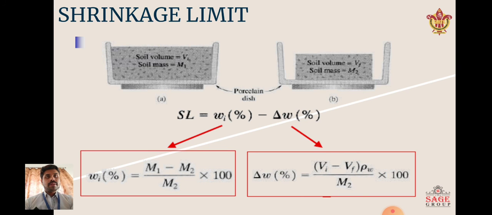The shrinkage limit can also be determined by this formula: SL is equal to Wi percentage minus delta W percentage, in which Wi percentage is equal to M1 minus M2 upon M2 into 100, and delta W percentage is equal to Vi minus Vf upon rho W upon M2 into 100. So if we put in the values of both Wi and delta W, then we can get the shrinkage limit.